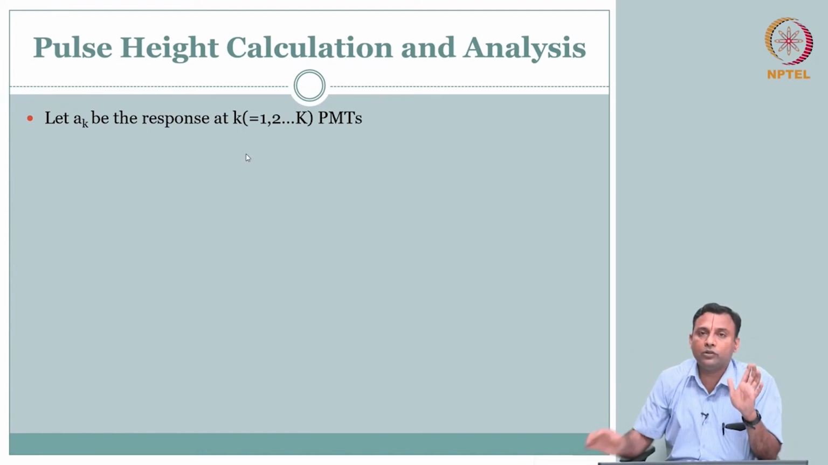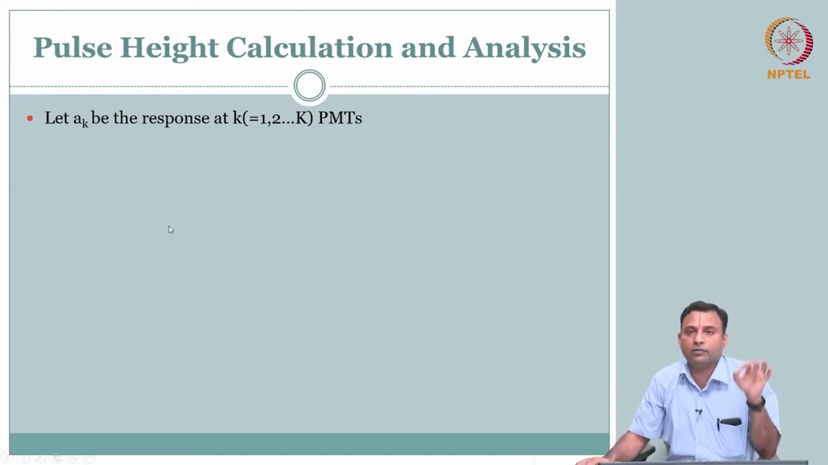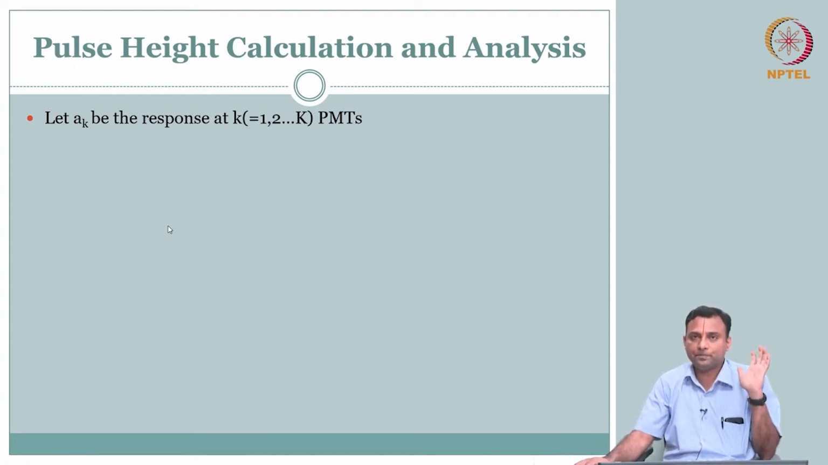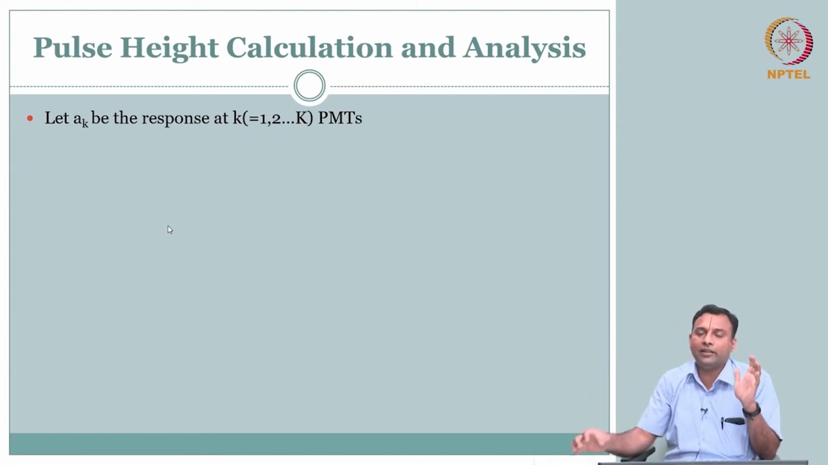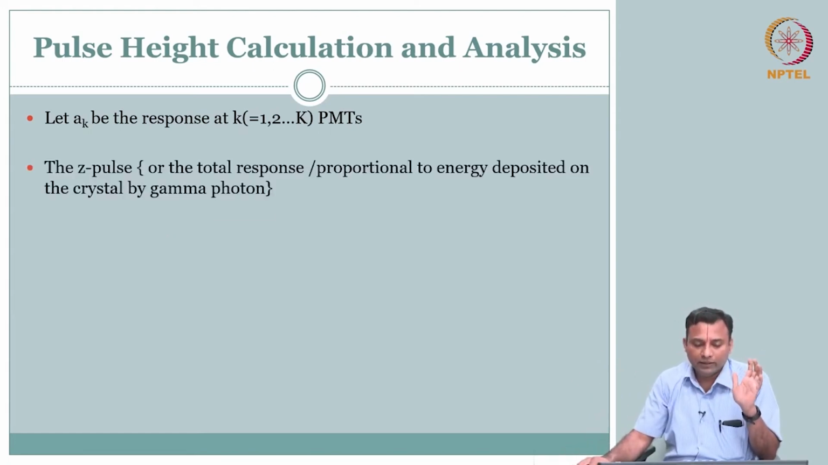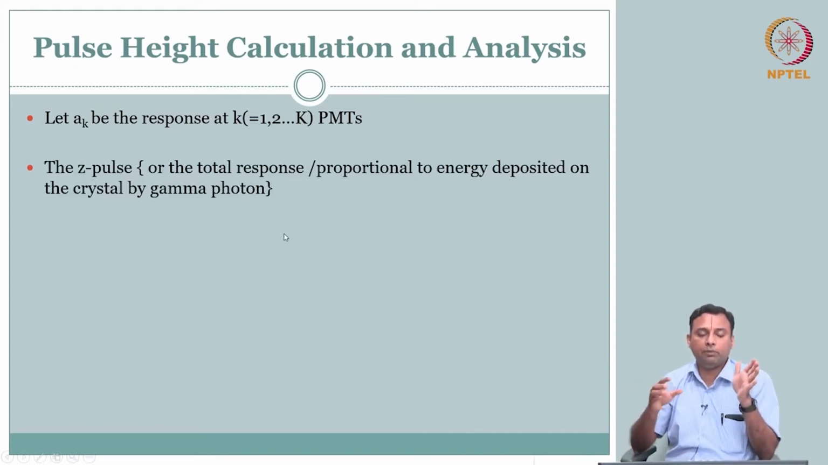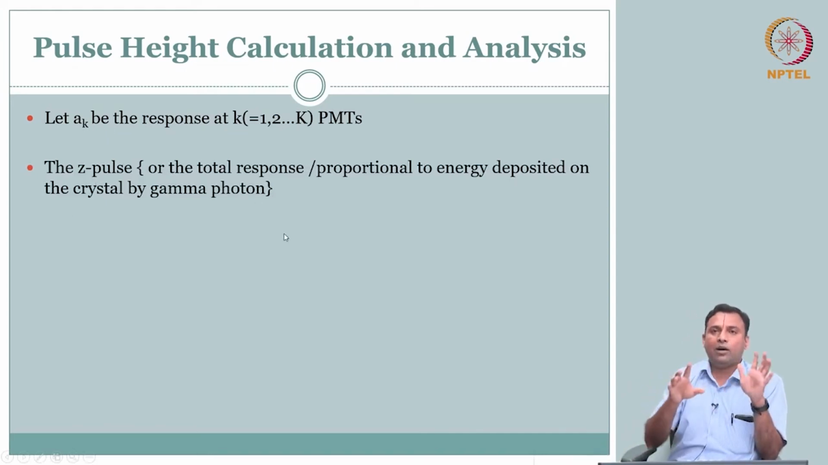So what do I want? What is the value of this pulse height? We talked about this pulse that we are recording, okay. What is the meaning of the pulse height? The pulse height is going to be related to the gamma photon energy that came, right. So the Z pulse, or the total response. So Z pulse is nothing but x comma y.